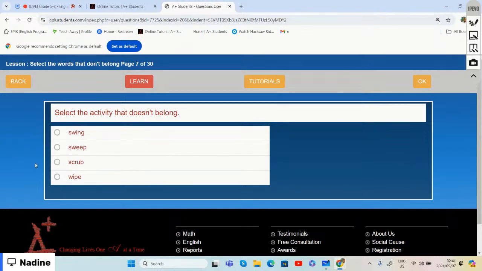Swing, sweep, scrub, wipe. Select the activity that doesn't belong. Swing, sweep, scrub, wipe. The activity that does not belong.